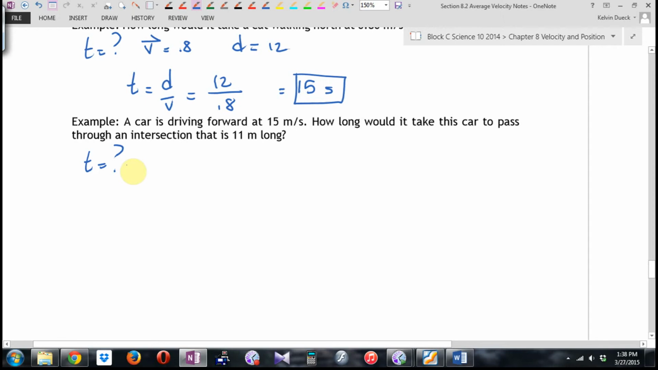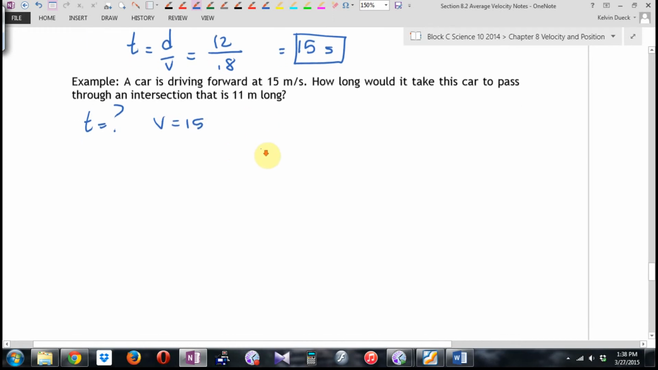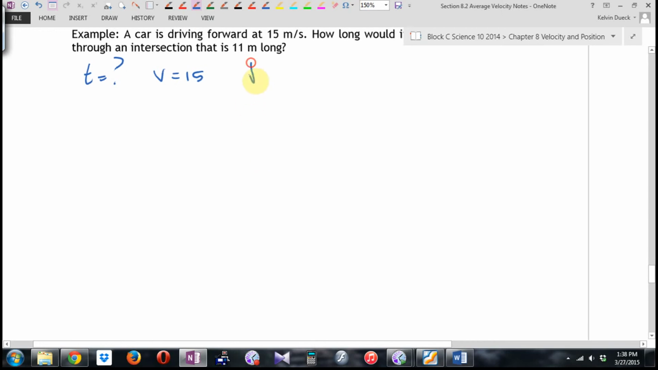What's that 15? Yep. What's the 11? Let's say distance. Yep. On your purple formula sheet, what's the equation that has a t, a v, and a d, and also has the t by itself? Wait, I'll just do it in my head. No. Because it's going to get tougher.